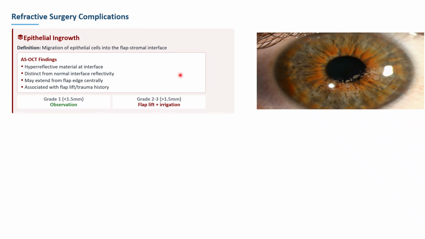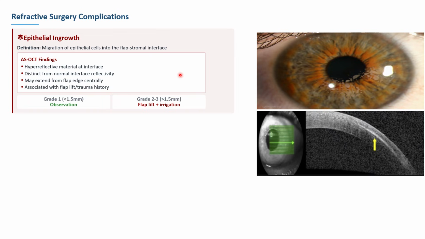It ranges from mild degree to severe degree, and the management is based on the severity. If it is just mild, it might need only observation. If it is significant, you might need to do elevation of the flap and irrigation and washing of this bed. This is the appearance in the anterior segment OCT, as a hyperreflective band seen in the interface between the flap and the stroma.